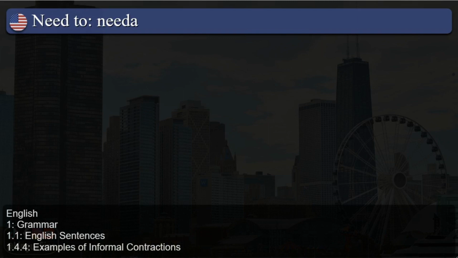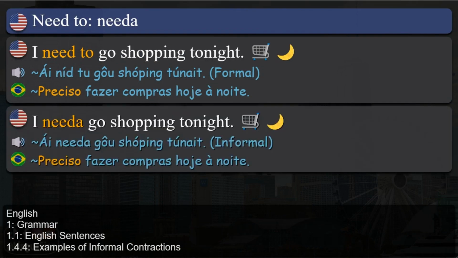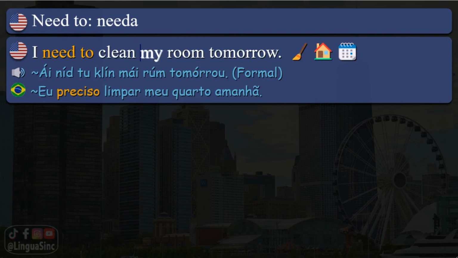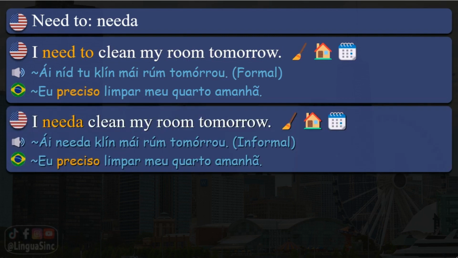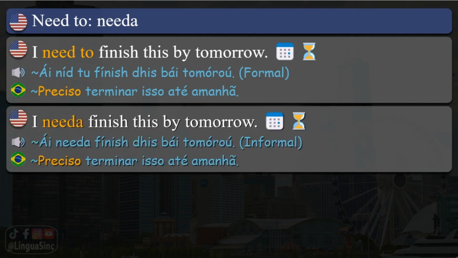Need to, needa. I need to go shopping tonight. I need to clean my room tomorrow. I need to finish this by tomorrow.